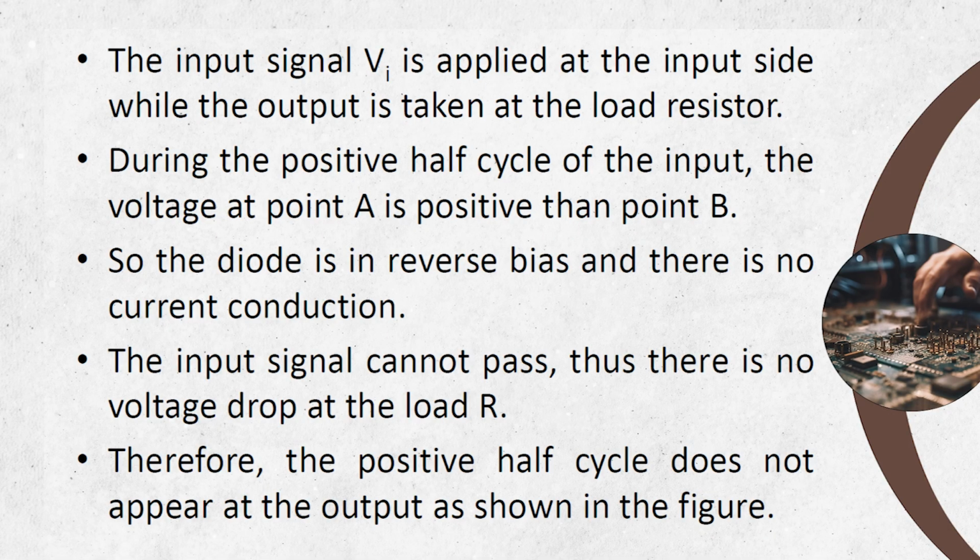The input signal Vi is applied at the input side while the output is taken at the load resistor. During the positive half cycle of the input, the voltage at point A is more positive than point B. So, the diode is in reverse bias condition and there is no current conduction. The input signal cannot pass, thus there is no voltage drop at the load R. Therefore, the positive half cycle does not appear at the output, as shown in the figure.